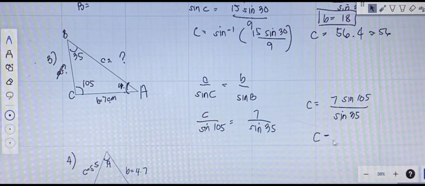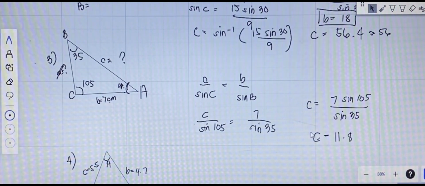Okay, now here's our calculator. Can you see it? So we have to say 7 sine 105, then let's divide it by sine 35. Then we get our answer, that's 11.8. So small c is equal to 11.8.